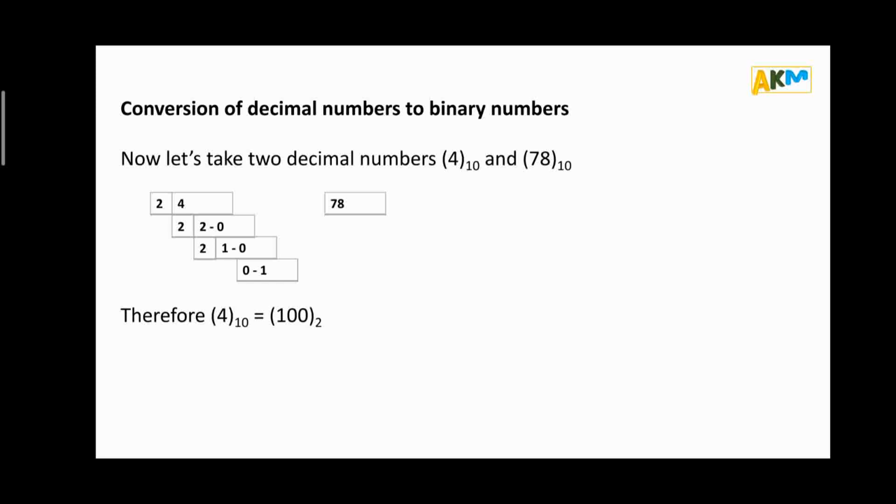Now let's take 78. Similarly, we will convert it by the same method. We will divide by 2. We get quotient 39 and remainder 0. Again we divide 39 by 2. We get quotient 19 and remainder 1. Similarly we divide 19 by 2 and get quotient 9 and remainder 1. Again the quotient 9 is divided by 2 and we get quotient 4 and remainder 1.